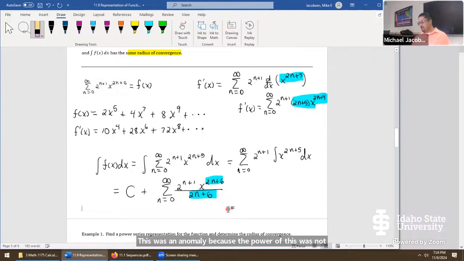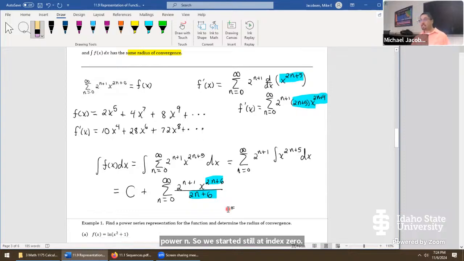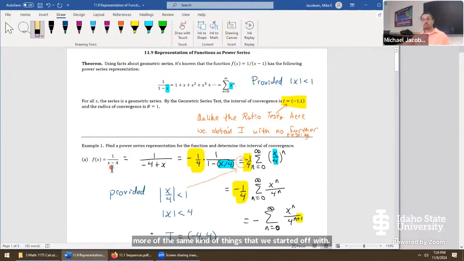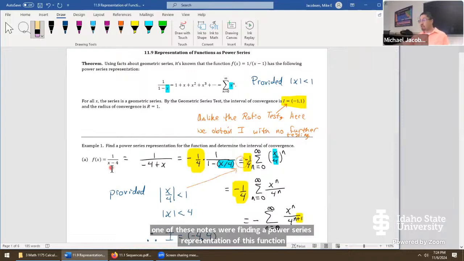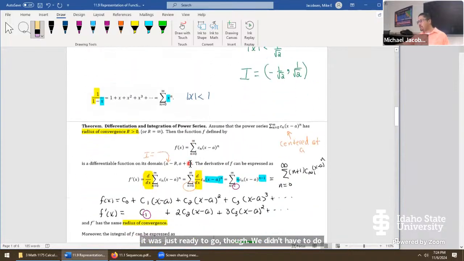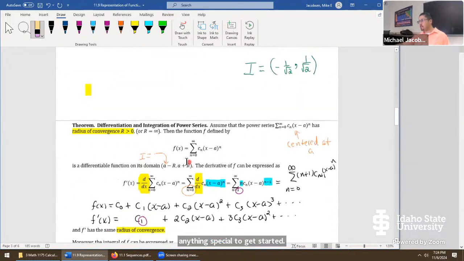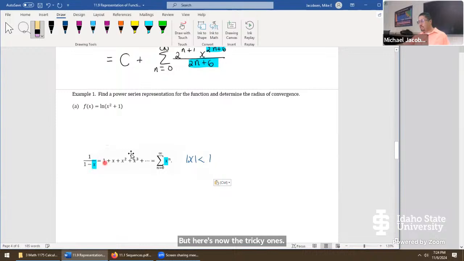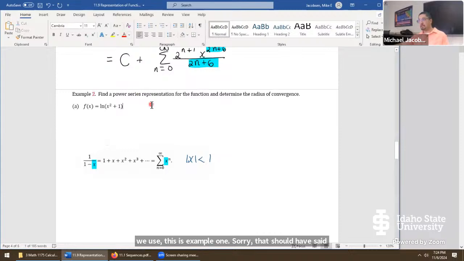So what we're going to be doing next is more of the same kind of things that we started off with. Example 1 of this on these notes was find a power series representation of this function. It was just ready to go though. We didn't have to do anything special to get started. But here's now the tricky ones. In our new problems down here on example 1, we try to use this old formula that we use. This is example 1. Sorry, that should have said example 2. Counting must have been hard that day. Put that in red dotted. I mean, it's an honest edit. So let's say 2 for example 2.